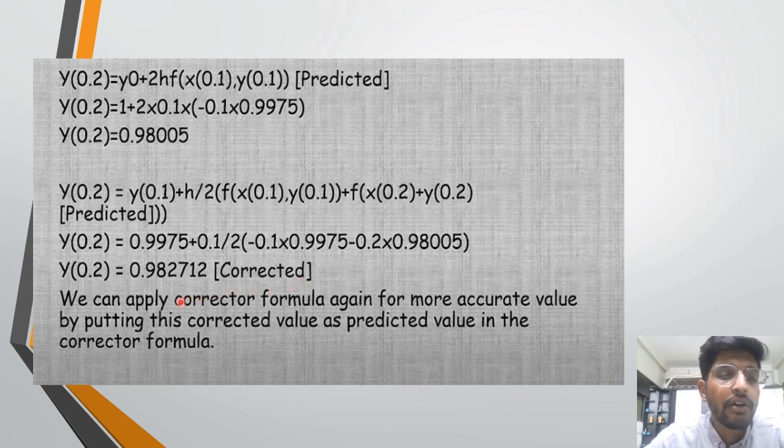We can apply the corrector formula again for more accurate values by putting this corrected value as the predicted value in the corrector formula. So this finishes the end paper solutions.